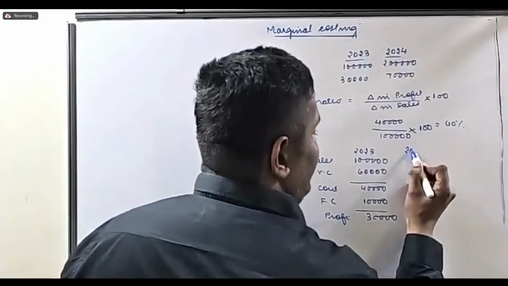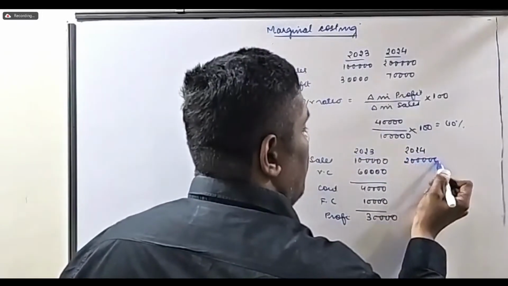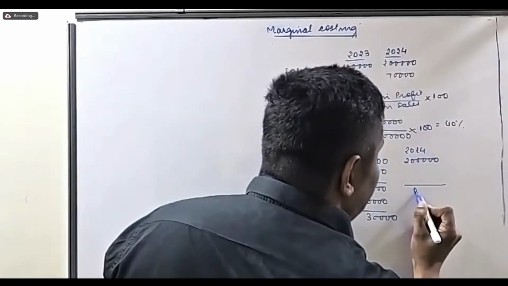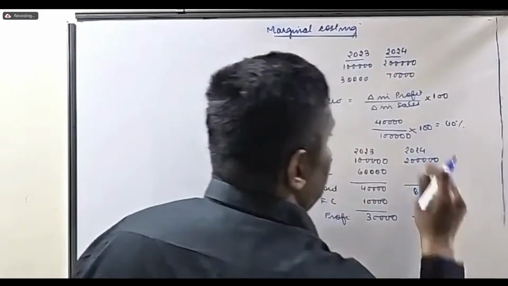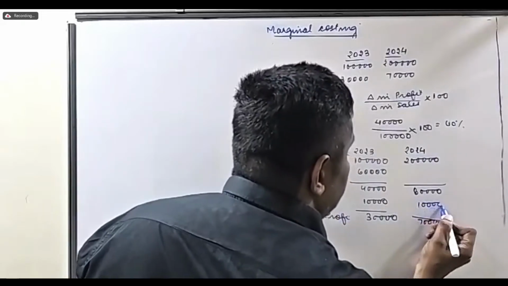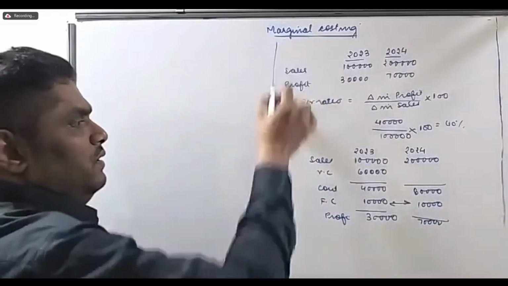So for 2024 also the same way, wherein my sales is 2 lakh, PV ratio is 40%, so contribution will be 80,000. My profit is 70,000, so fixed cost will be 10,000. So no change in fixed cost.